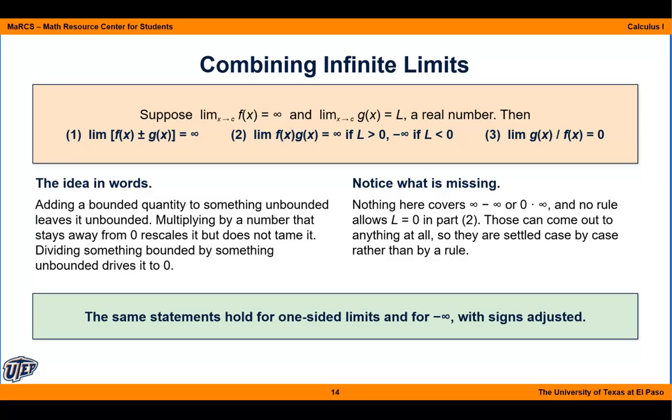We can combine an infinite limit with a finite limit under several carefully stated rules. Adding or subtracting a bounded quantity does not stop an unbounded function from growing without bound. Multiplying by a finite positive number preserves the direction of the infinite limit. Multiplying by a finite negative number reverses the direction. Dividing a bounded quantity by something whose magnitude grows without bound produces a limit of 0.